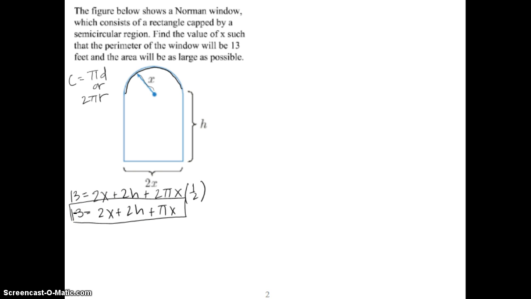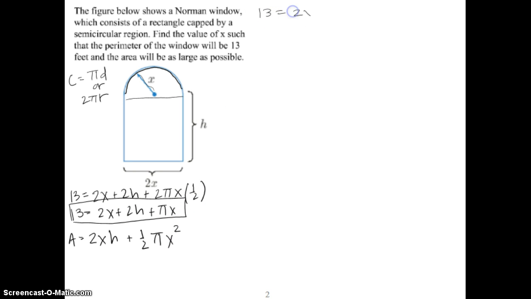Okay, now our objective equation is going to be the equation of the area. So the area of this window is going to be 2x times h for the area of this rectangle. And then the area of the semicircle up here is going to be plus 1/2, because it's half of a circle, pi r squared, in this case pi times x squared. Okay, so our area equation, we need to get h by itself. We need to get h by itself in the constraint equation so that we can plug it into the area equation. So let's do that up here.